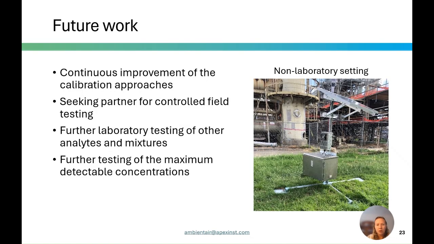For future work, we are continuing to look for different collaborations. If you have a laboratory or a field site where you'd like to test the instrument, we do occasional demos, so we're seeking partners for field testing. We're also looking to do further laboratory testing of the equipment and looking for other opportunities to further test the environmental conditions of the instrument.